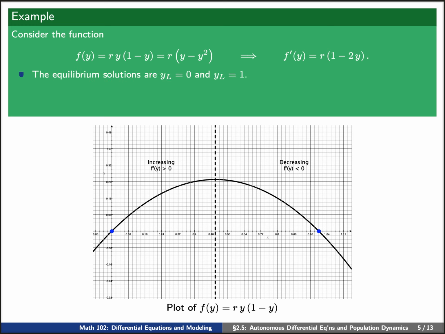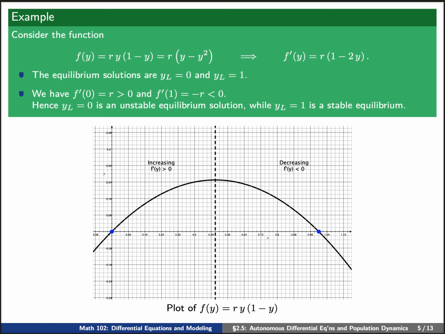Well, first, by setting f of y equal to 0, we can find two equilibrium solutions, namely y sub l equals 0 and y sub l equals 1. When y sub l equals 0, we see that the derivative, f prime at 0, is positive, and therefore we have an unstable equilibrium solution. On the other hand, when y sub l equals 1, we see that f prime of y sub l is negative, and therefore we have a stable equilibrium solution. So by just looking to see if our function f of y is either increasing or decreasing, we can actually determine when we have either an unstable or a stable equilibrium solution.